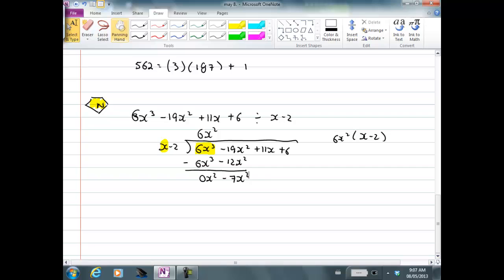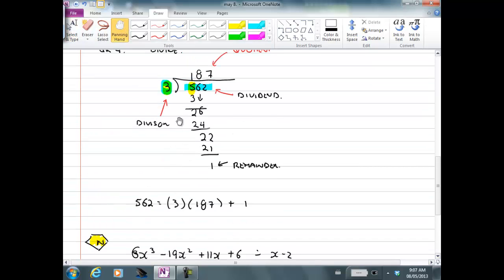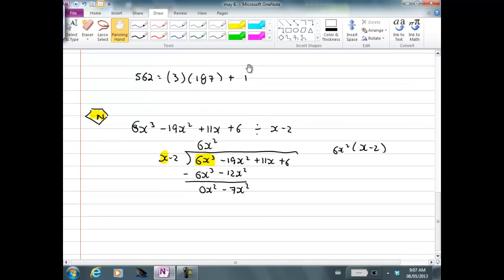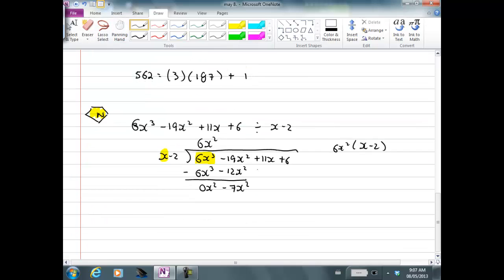So, just like long division, back to grade 4. Once I subtract, I bring down that 6. So what you're going to do, you're going to bring down that 11 right now. So that becomes plus 11x. See? I bring it straight down. Now I play the game again. I want to match this x up to this term right here. It has to be exactly the same.